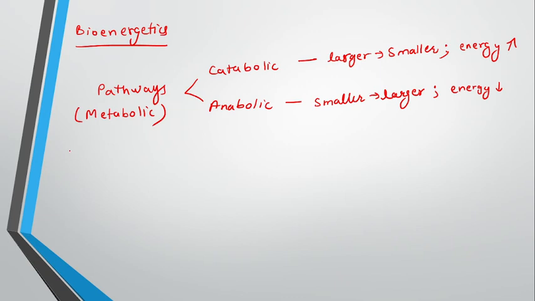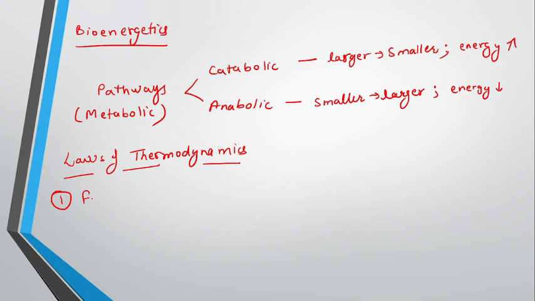Now coming to the laws of thermodynamics. So laws of thermodynamics can be applied to biological pathways. What are different laws of thermodynamics? First law of thermodynamics. First law. What does it say? Energy may be converted from one form to another, but in a system, it remains constant. So it is also called as law of conservation of energy.